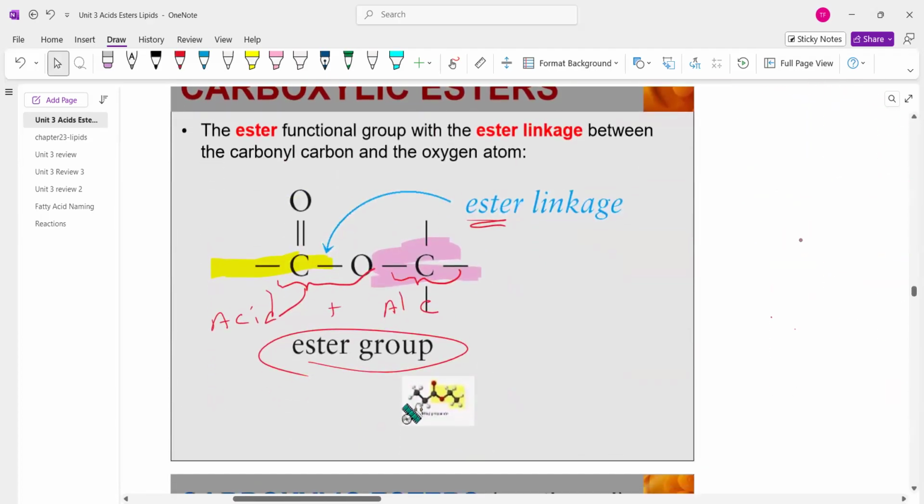Now, esters. Esters form when we have an alcohol and an acid. So now it's just like when we had acetals and ketals, we have secondary and primary backbones. The primary backbone is going to be coming from the acid, which is going to be in yellow. The secondary backbone comes from the alcohol.